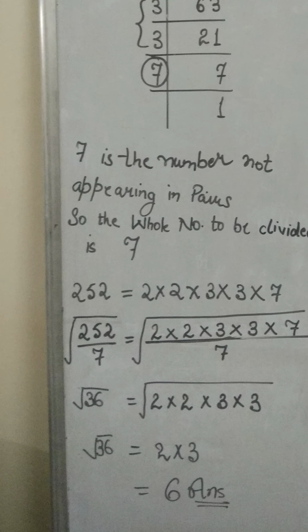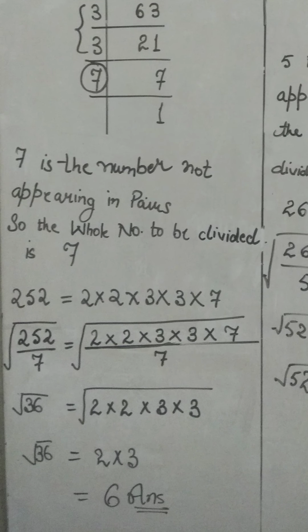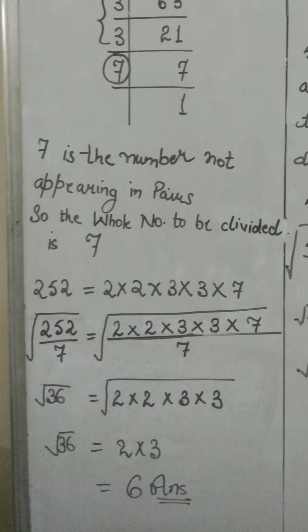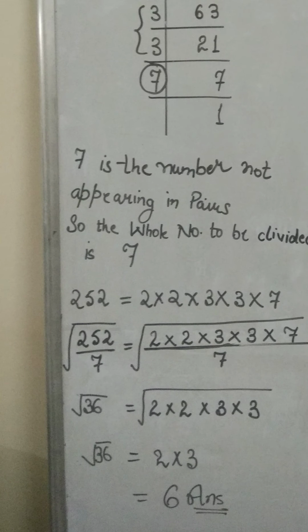Now on the left hand side, when you divide 252 with 7, you are left with root 36. So root 36 is equal to root 2 into 2 into 3 into 3. Since these factors are under the square root sign, when you find the square root, out of these two 2s, one 2 will come out, and out of these two 3s, one 3 will come out, because they are appearing in pairs. That means you are left with the number 6. So root 36 is equal to 6.